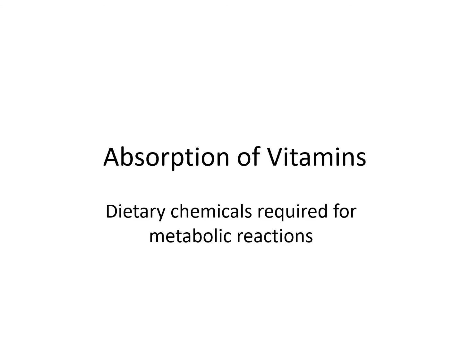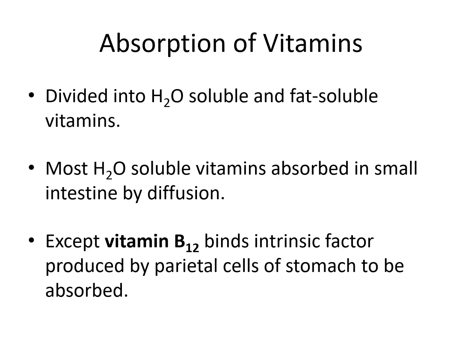How about the absorption of vitamins? Vitamins are dietary chemicals required for metabolic reactions. They were originally named because they had amines on them, amino groups, that were vital for life. But later on, they found out vitamins do not all have amino groups, but they still kept the name vitamins. Let's look at the absorption of vitamins.